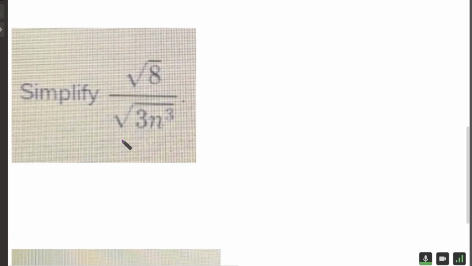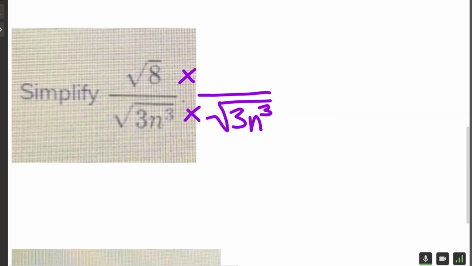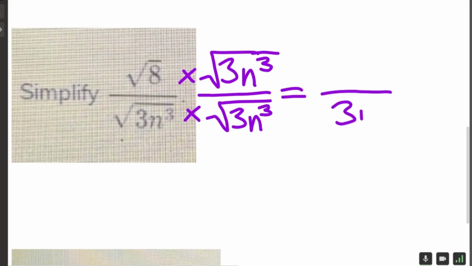Next one, we have square root of 8 over the square root of 3n cubed. Well, we know already when we have a radical in the denominator, we got to get rid of it. How do we get rid of it? We rationalize it. What does that mean? We multiply the top and bottom by whatever that denominator was, in this case square root of 3n cubed. Bottom is going to be what? Square of a square root, whatever's underneath the radical, 3n cubed. So the radical goes away.